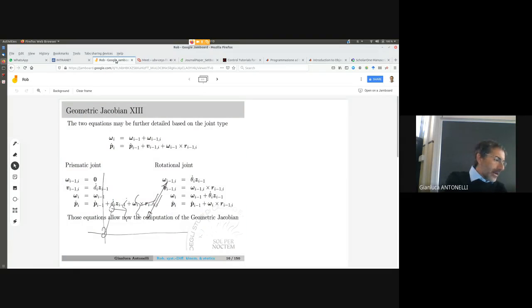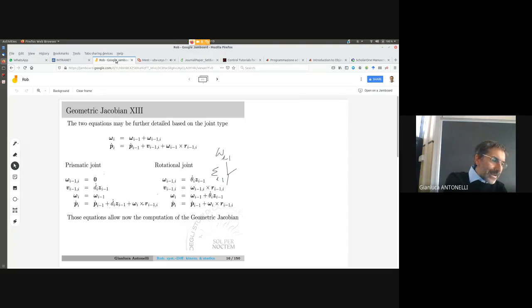Okay, let me move the drawing. I don't know if in the Jamboard I can just move a drawing, but no. Okay, so now if I have a certain frame, omega i minus 1 is connected to this frame, sigma i minus 1.